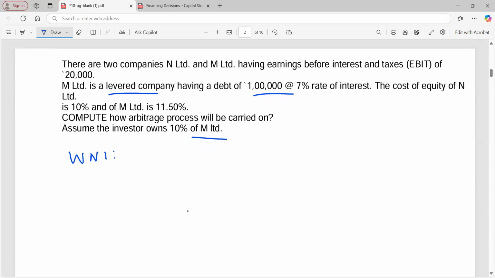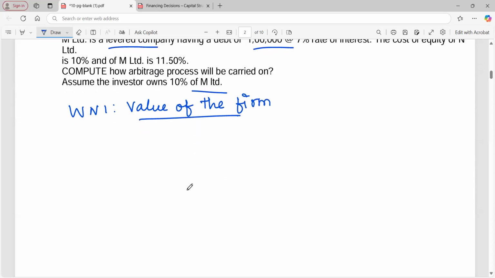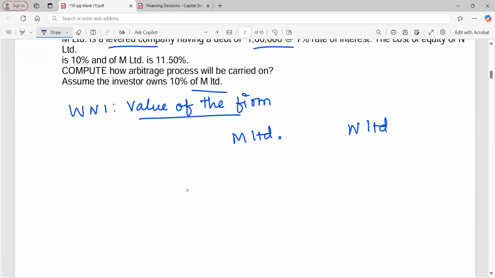Working note 1. Value of the firm. Here we have two companies, M Limited and N Limited. We know that the EBIT of both the companies is 20,000 and 20,000.